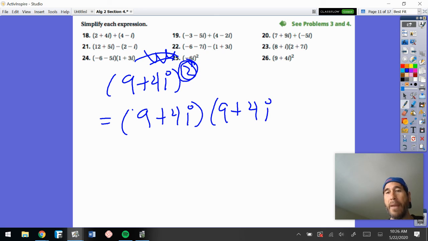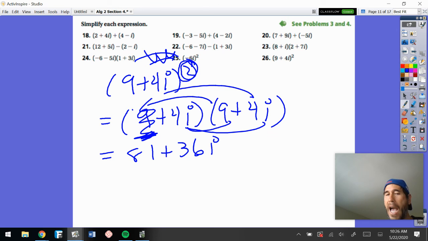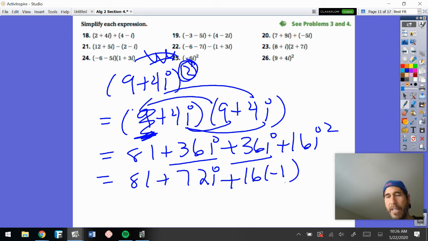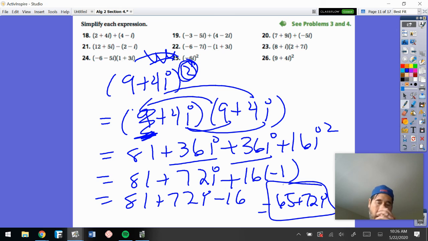So if I have two of them, I have to write both of them out. Now I can distribute that 9 to both of those, and that one's done. Then I distribute that 4i to both of those, and that would be plus 16i squared. Those can be combined: 72i plus 16 times negative 1. Then I get 81 plus 72i minus 16, and I get a final answer of 65 plus 72i. Done!